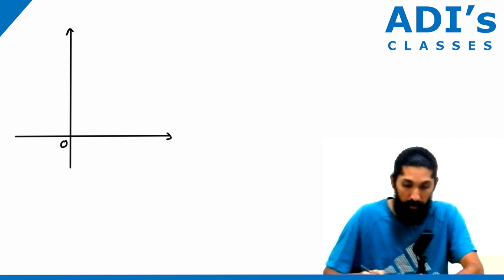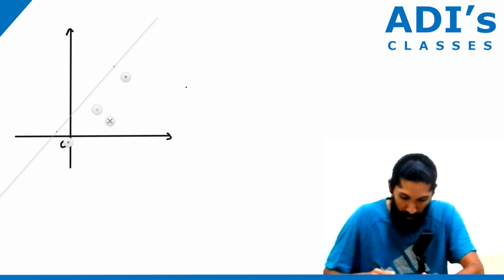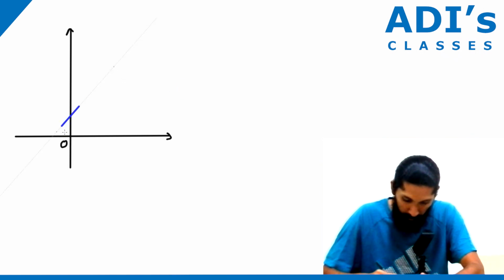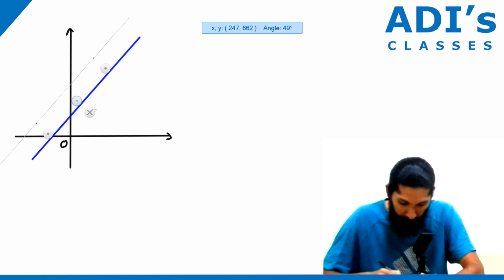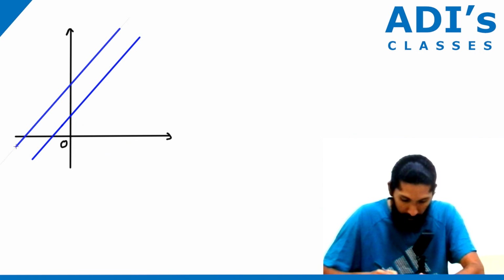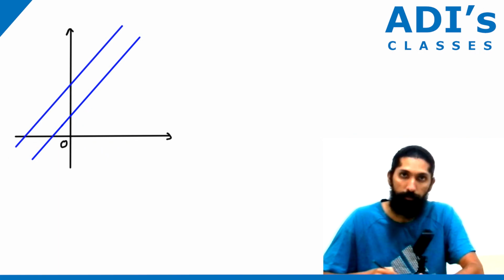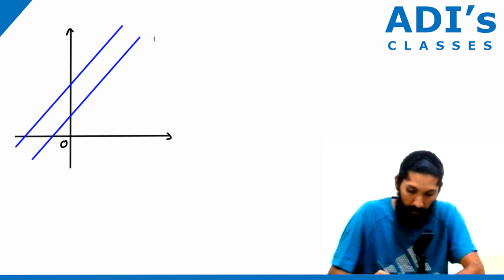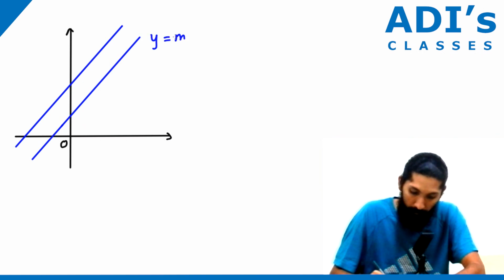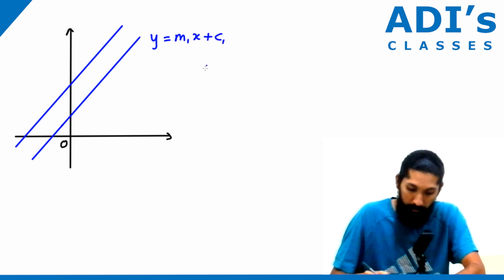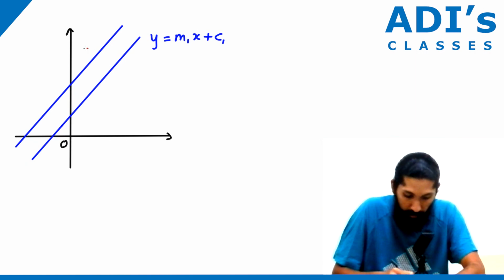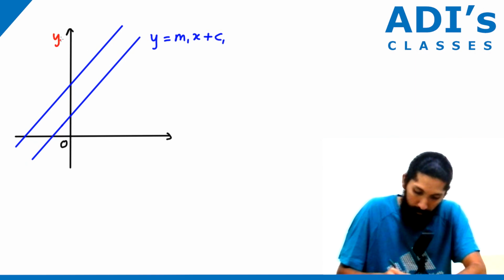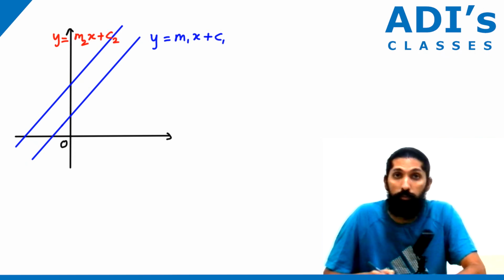Now, let's draw two lines which are parallel to each other. Assume this is the first line, and the second line is parallel, somewhere here, something like this. Fair enough? Say the first line is given by y is equal to m1x plus c1. And the second line, maybe I'll write it in a different color, let's call this y is equal to m2x plus c2. So these are the two lines we have.